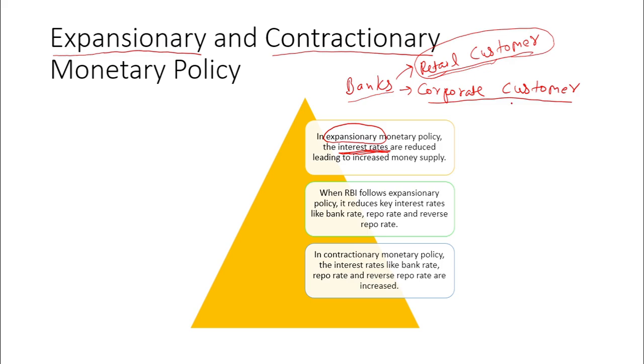So whenever there will be an increase in the economic activity of the country, then the economy of the country will expand, it will grow. So how is the RBI following the expansionary policy? It is reducing the key interest rates present in the economy, like bank rate, like repo rate, and like reverse repo rate.